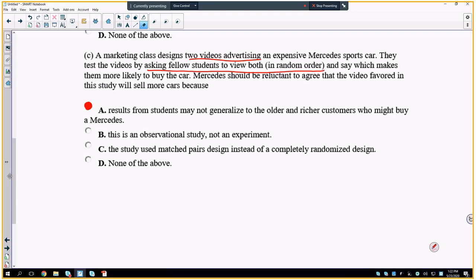We might expect that the Mercedes buyer would typically be older and perhaps more affluent. So I don't think it's likely that just because students like the video and they want to buy the car, that the Mercedes customers will also feel the same way. It's not an observational study because clearly we have shown the videos, we're trying to influence their outcomes, and I don't think matched pairs design instead of completely randomized design is quite the right reason. So we'll go with A.